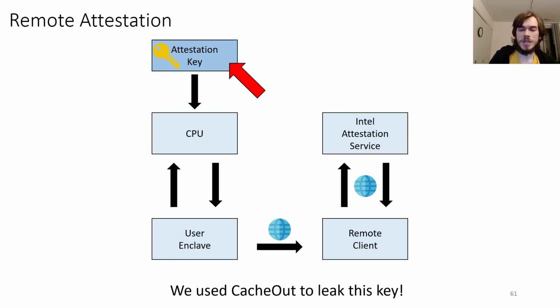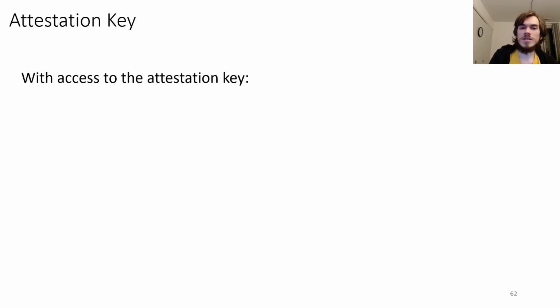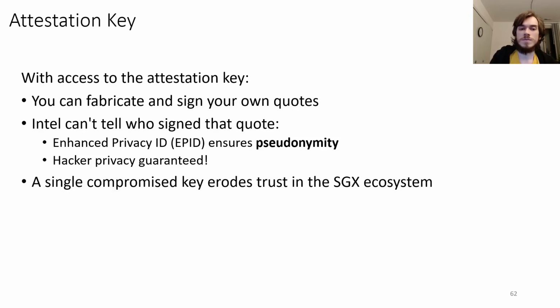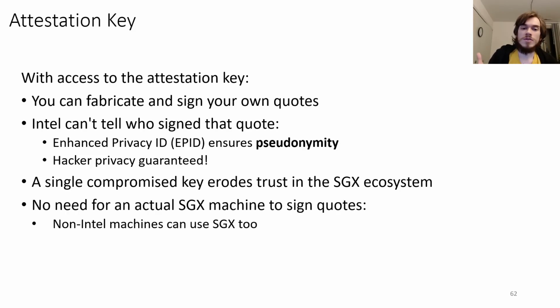And in fact, we use CacheOut to leak that key. With the attestation key in our hands, we can just fabricate and sign our own quotes. And Intel cannot really tell who signed that quote simply because of Enhanced Privacy ID, or EPID, which ensures pseudonymity. Basically, if you have a quote, the signature cannot be linked back to the particular CPU instance that signed it. It can just be linked back to an entire group of CPUs. And this means that your hacker privacy is guaranteed. What this also means is that a single compromised key erodes the trust in the entire SGX ecosystem. And it also means that as a hacker, you no longer have any need for an actual SGX machine to sign quotes, because with the key in your hands, you can do this on an AMD or an ARM machine too.